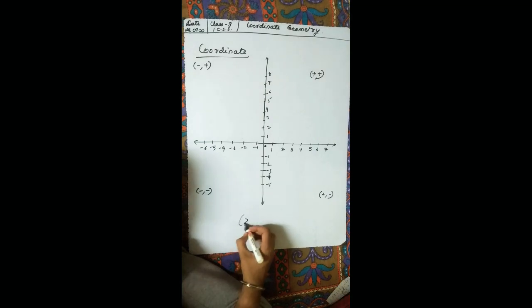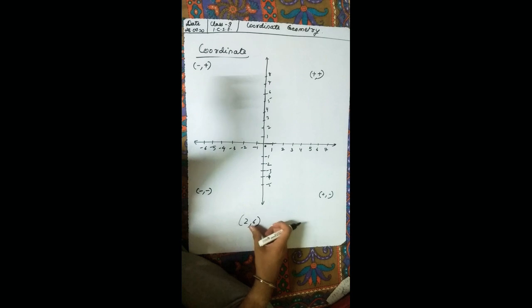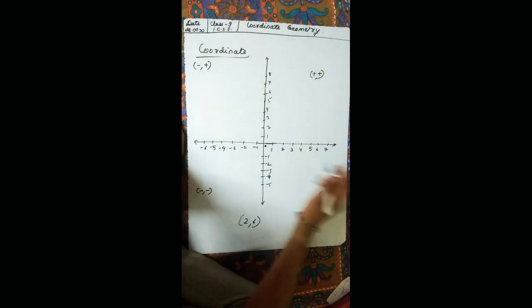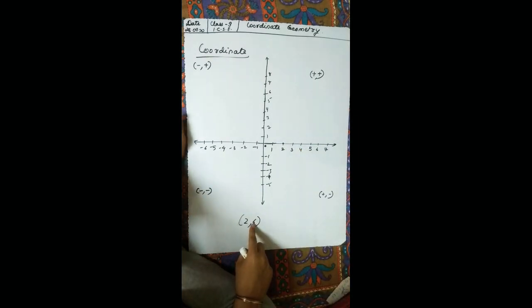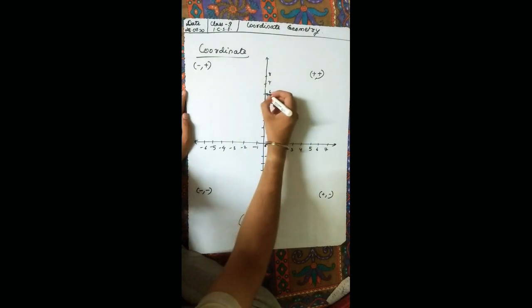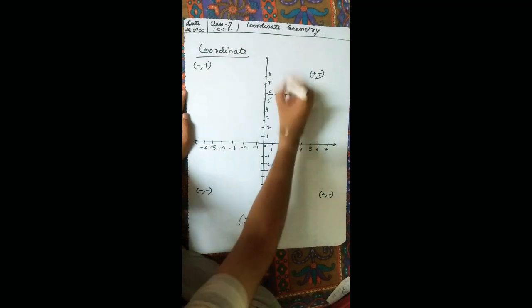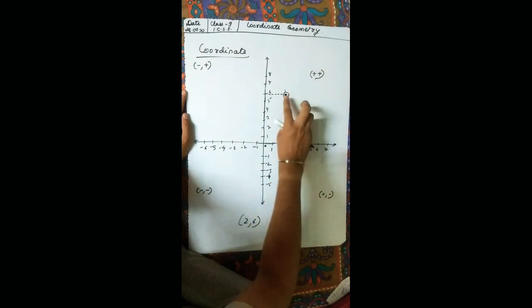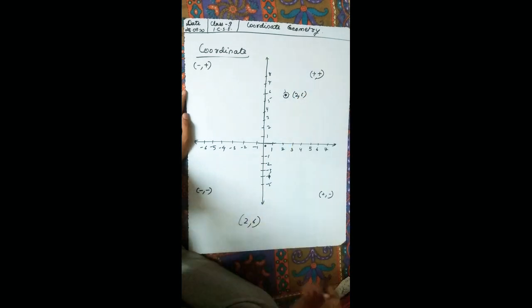So right now I have taken 2 and 6. This will fall in the first quadrant, with x and y being positive. So on the x-axis you see 2. Where is 2? Here. And y, what is that? Y is 6. This is the point 2 and 6.